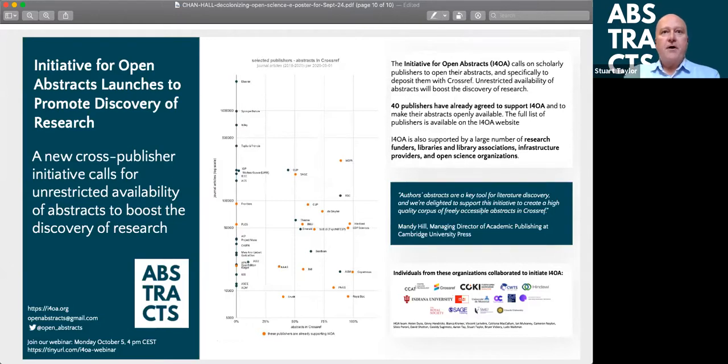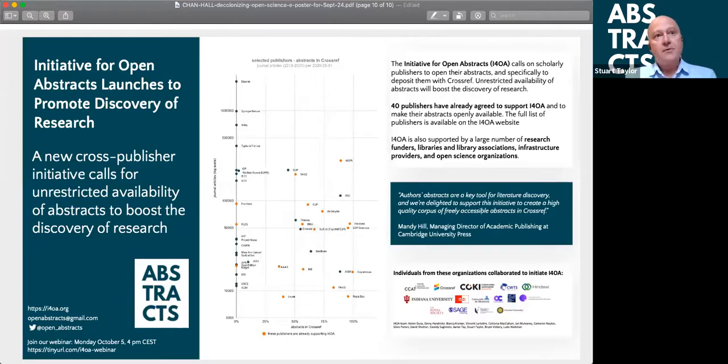As you can see from the graph on our poster, many publishers already have open abstracts in Crossref. If you're a publisher and you're not sure, check your Crossref participation report. So if you already have open abstracts, please join us right away.